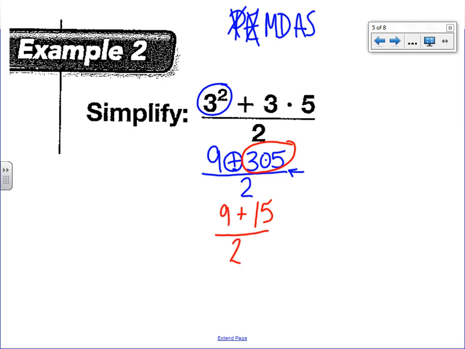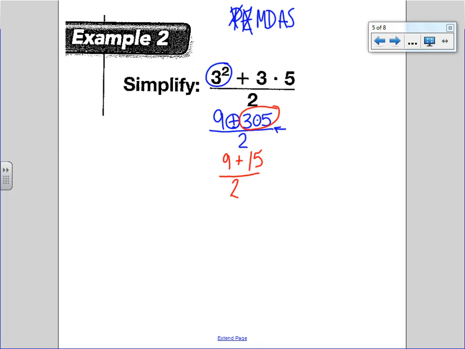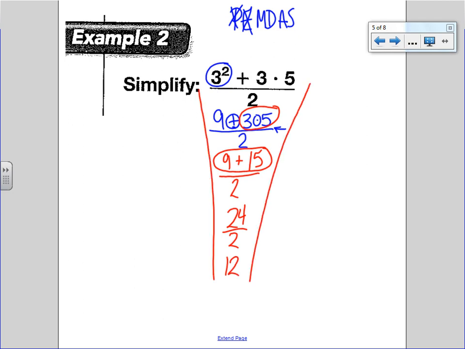So I have one last step on the top, and that is 9 plus 15. 9 plus 15 gives me 24. 24 over 2 means 24 divided by 2, and that gets me 12. Final answer. Notice again my tornado. Okay, I have to see the tornado in order for you to get full credit.